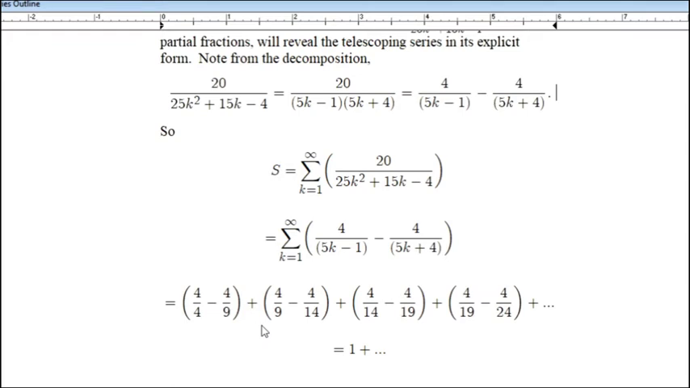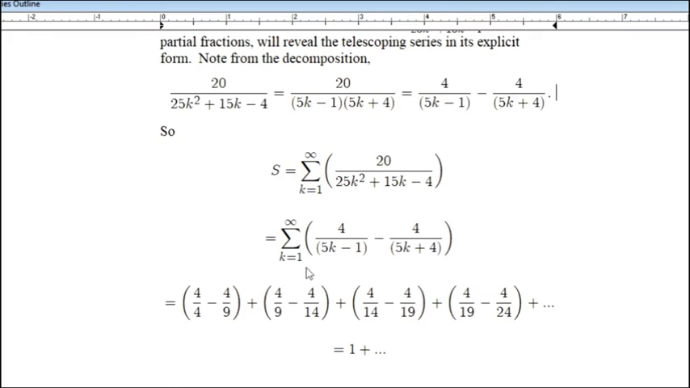When we add on our second term, the case for k equal to 2, we will see that 4 over 5 times 2 minus 1 simplifies to 4 ninths, and from that we subtract the quantity 4 over 5 times 2 plus 4, which is 4 fourteenths. If we pair this second term with the first in the summation, we notice that the minus 4 ninths from the first term cancels with the positive 4 ninths from the second term.